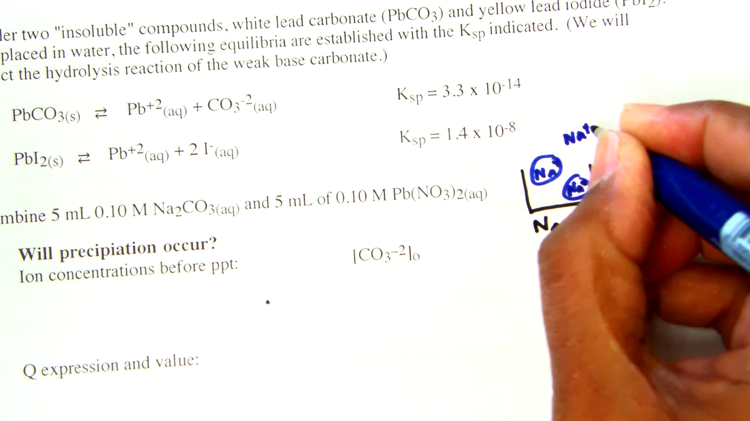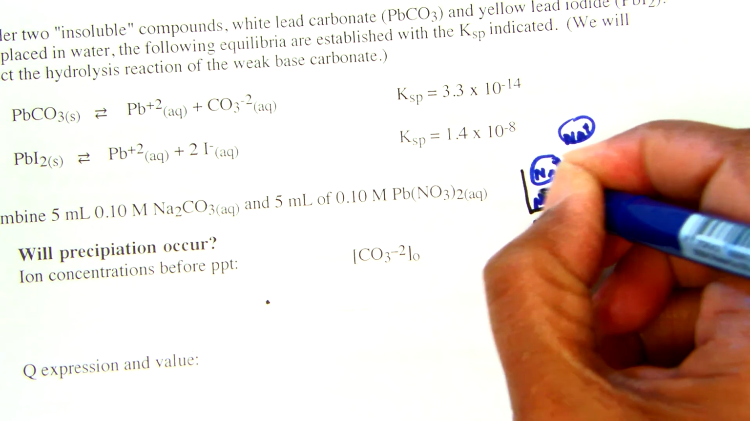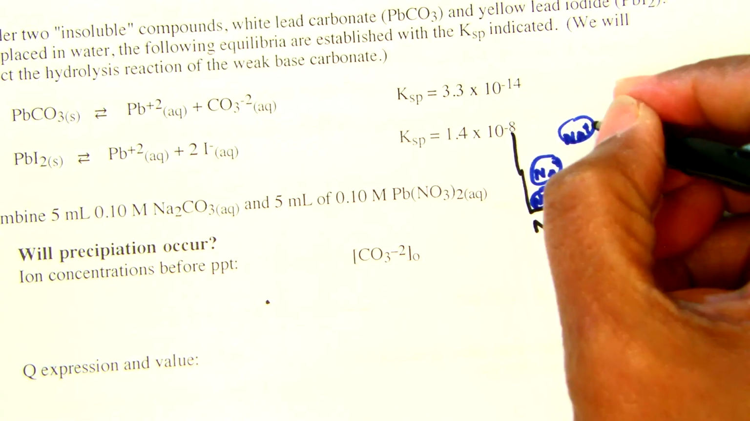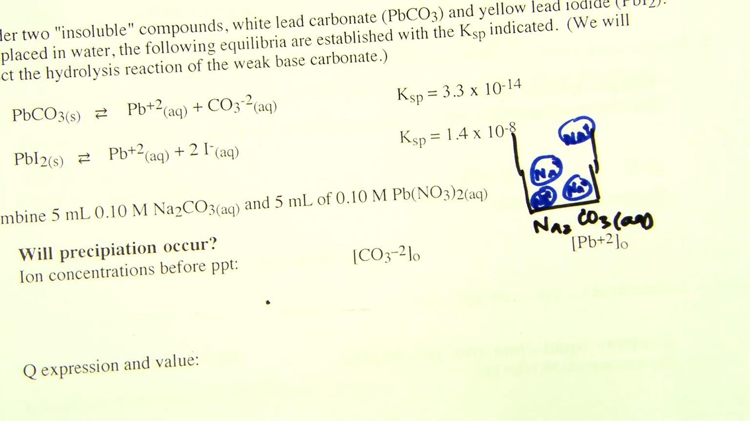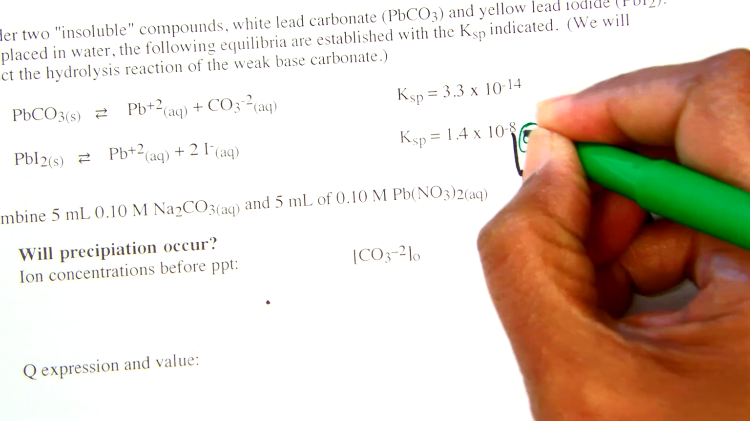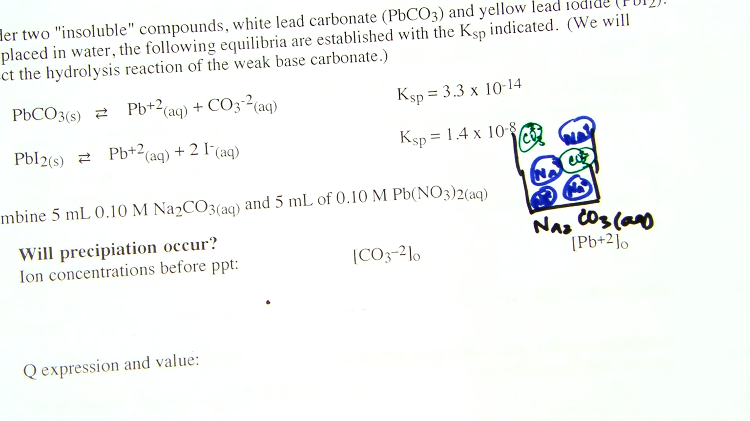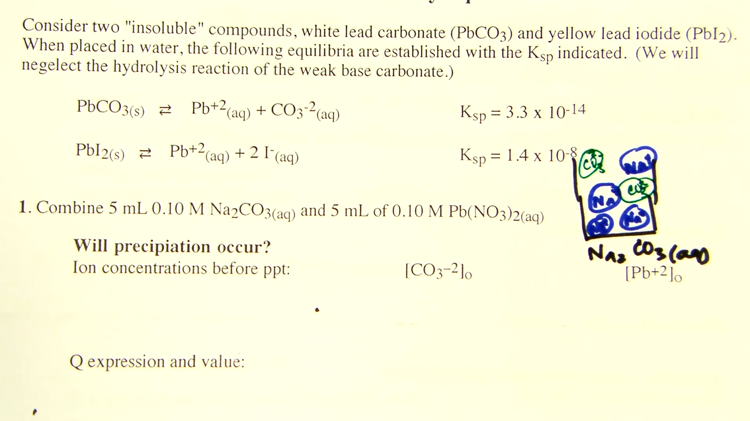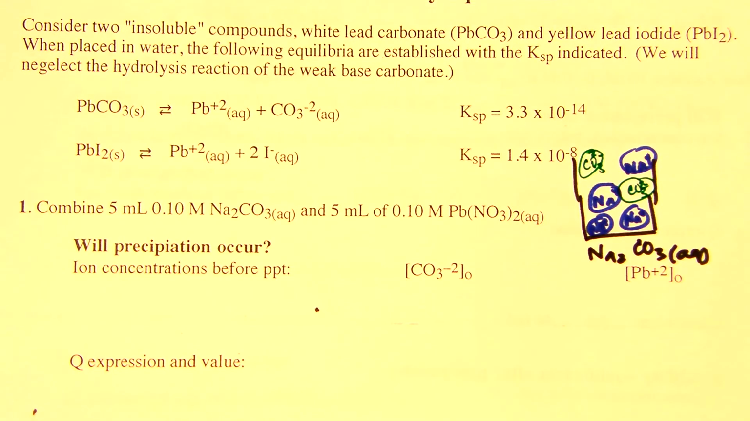Because we are making 2 formula units, there are 2 CO3 2- and 4 Na+. Everything is dissociated. Now we are asked to add 5 mL of 0.1 molar lead nitrate. This was the 0.1 molar lead nitrate stock, and from here I took 5 mL of 0.1 molar lead nitrate. Take a minute and draw 2 formula units of it.